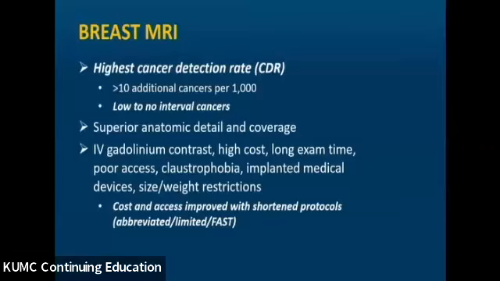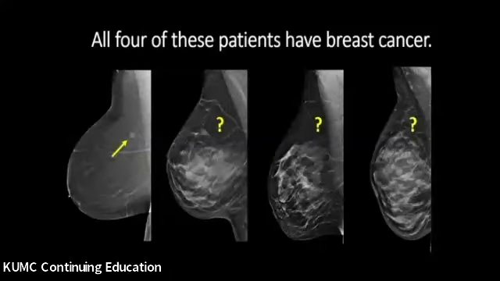But breast MRI is not perfect. That's why we need to offer more than one type of study to cover the large patient population that has dense breast tissue. It requires an IV gadolinium contrast. A lot of patients have claustrophobia or weight or size constraints and then cannot get in the MRI scanner. Across the country, pretty poor access. So lots of reasons that breast MRI is challenging for our patients. Cost and access have definitely improved with abbreviated protocols. So that has significantly helped us.